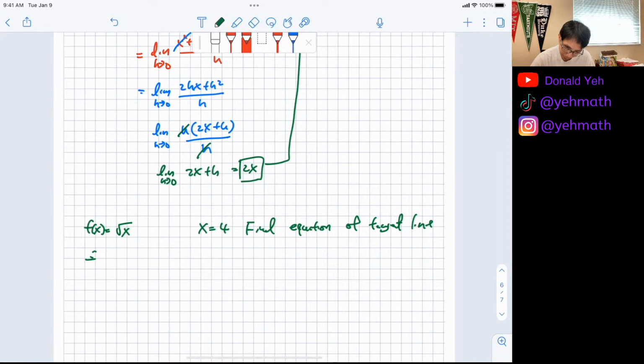But first, find f prime of x first. Let's see if you can use the definition of derivative to find out f prime of x. Yes, Reba? I think I have the answer.